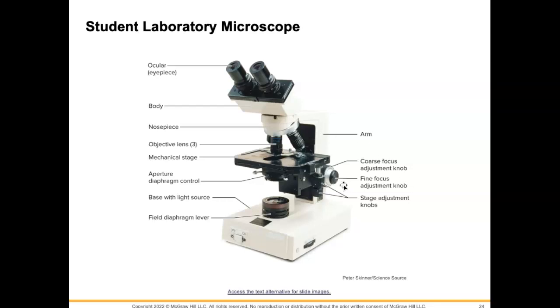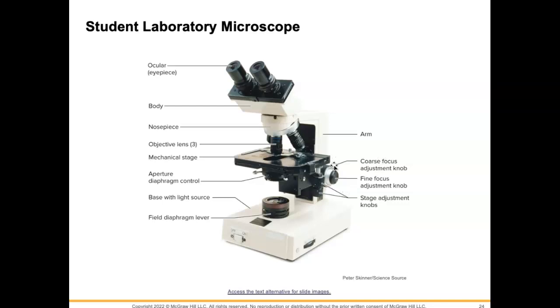The arm. The big knob back here is the coarse focus. The little knob in the middle is the fine focus. And then we have this knob sticking down vertically from the stage with 2 adjustments, which is referred to as the stage adjustment knobs. And these make the stage go front and back and side to side.